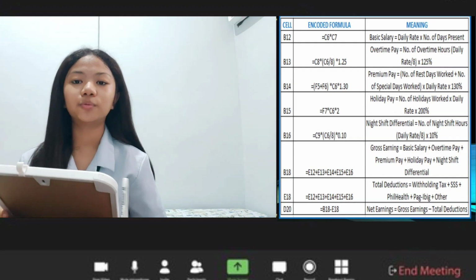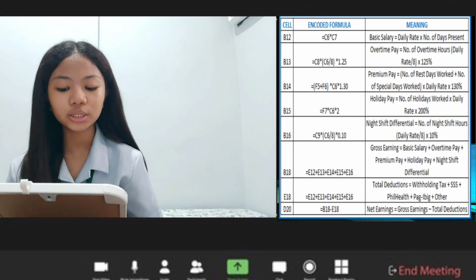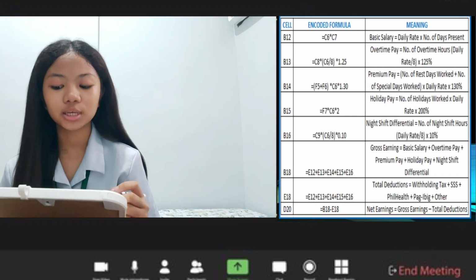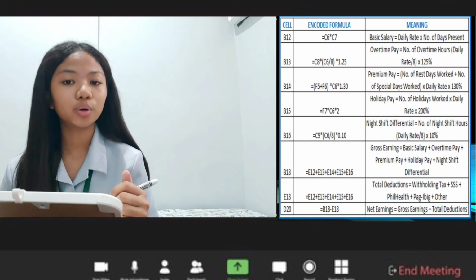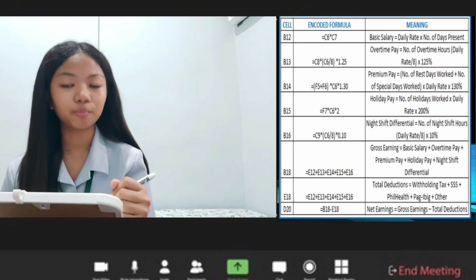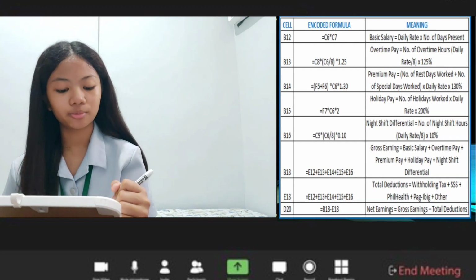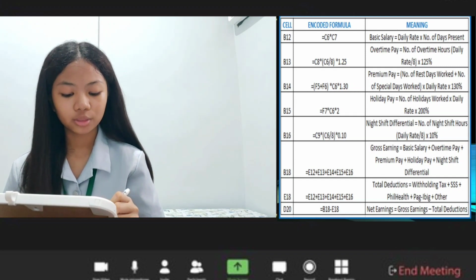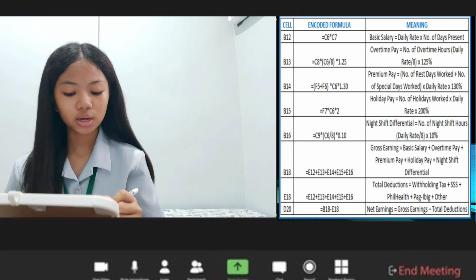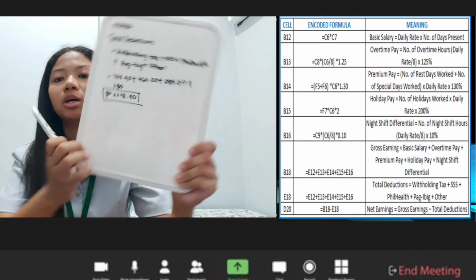So we need to solve for the total deductions first. It is equal to the withholding tax plus SSS plus PhilHealth plus Pag-ibig and others. So it is equal to 903.40 plus 760 plus 285 and 380. So we can get the sum of 2,328.40. So here's the solution.